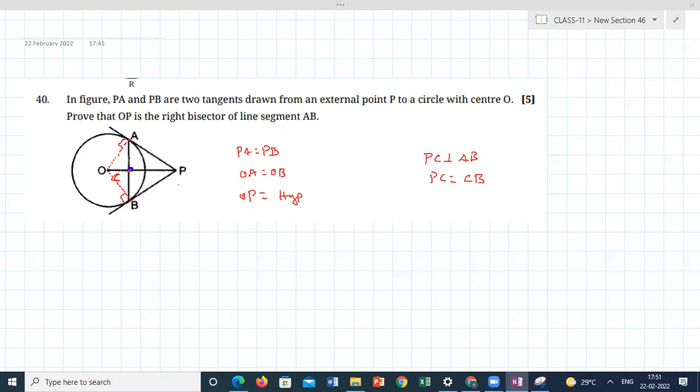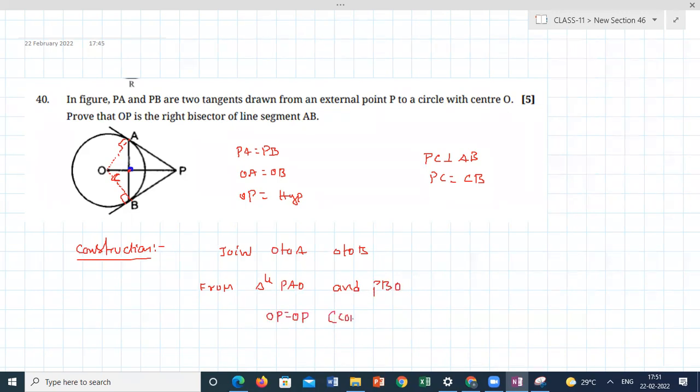Yeah, so first we are going to start after taking the construction. This is a 5 marks question, explain in a little bit of detail. Might be 5 marks questions is not there, but if it comes, join O to A, O to B, that is center to the point of contact of the tangents. So from triangles PAO and PBO, I can say OP is equal to OP, common side, and OA is equal to OB, radius.